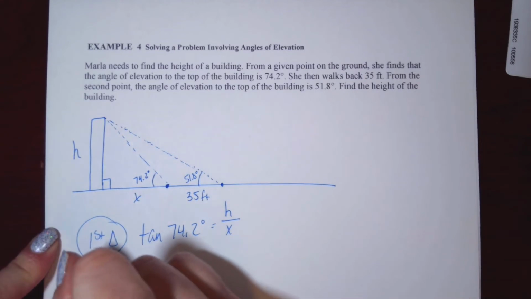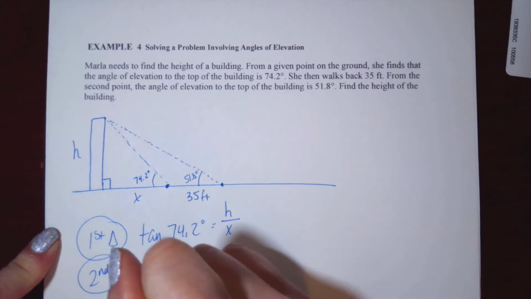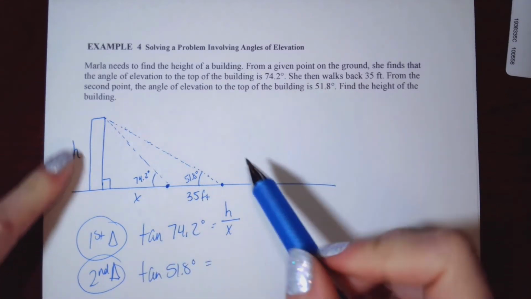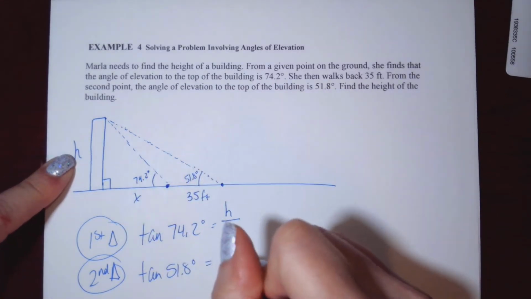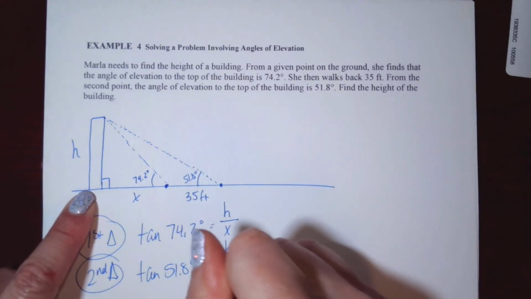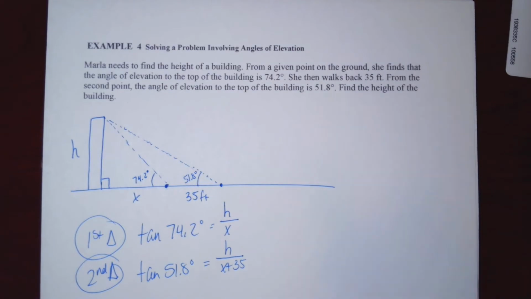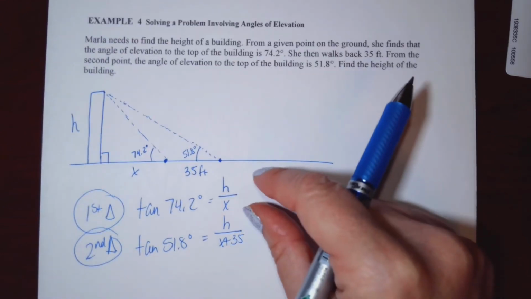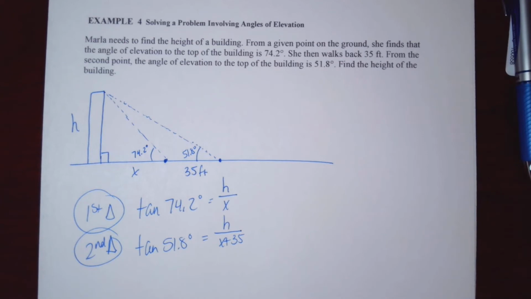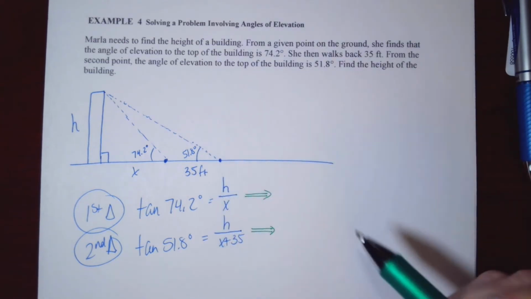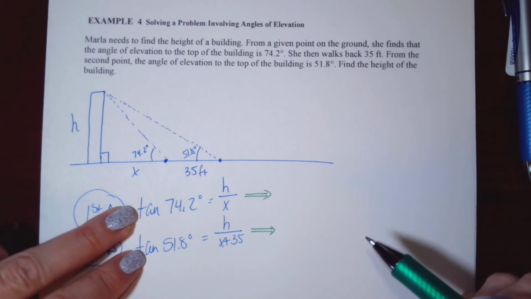And then for our second triangle, we have a new angle of elevation, 51.8 degrees. It's equal to, again, the height of the building over, this time she is x plus 35 feet away from the base of the building. Now, what things do these two have in common? Well, they've got this value x, but they also have this value h. So I'm going to take advantage of the height of the building being consistent, and I'm going to solve each of these equations for h.